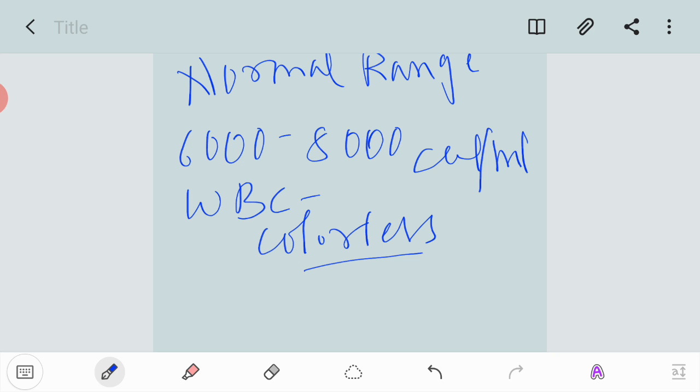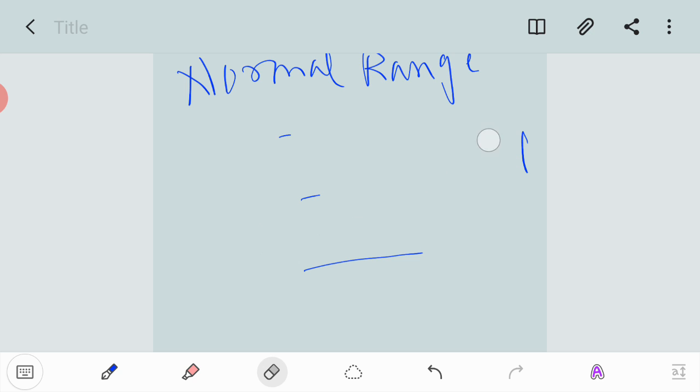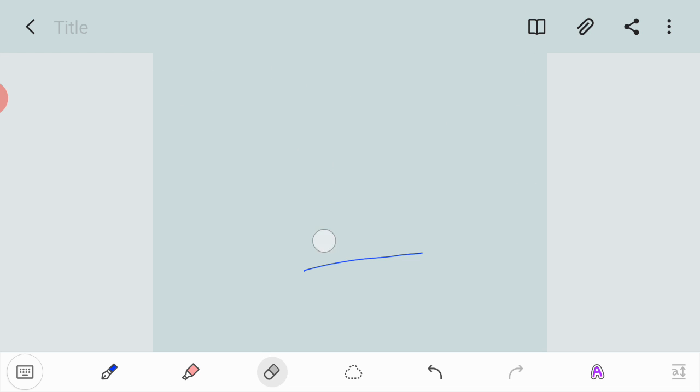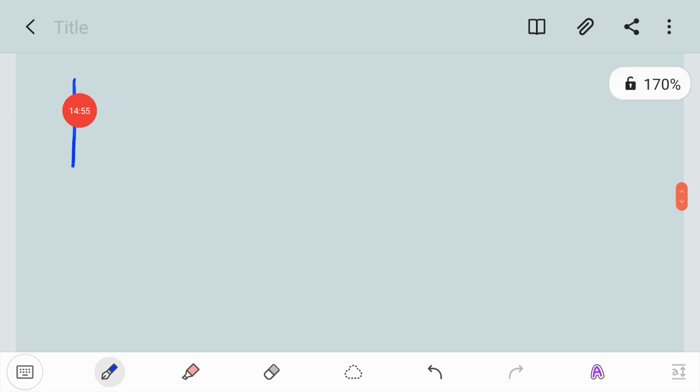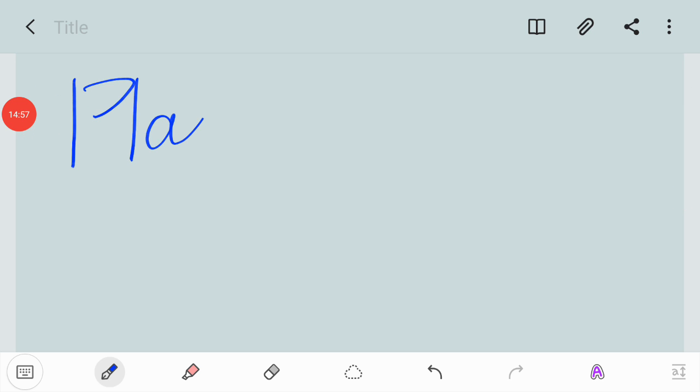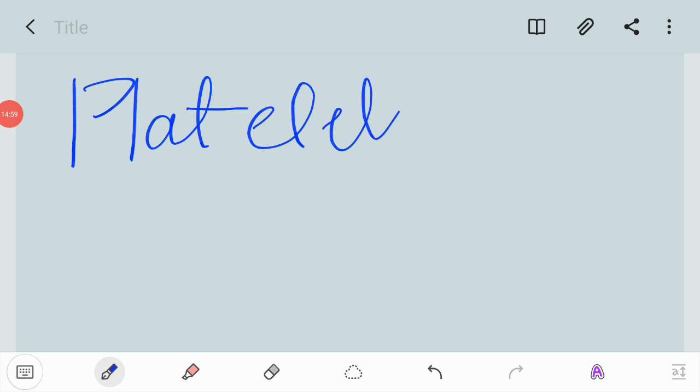Now I just wanted to tell you that, okay, let's first go to platelets. We were discussing platelets. Now I'll erase all this because it is not needed, right? Correct. Sorry for the disturbance, we were discussing platelets.